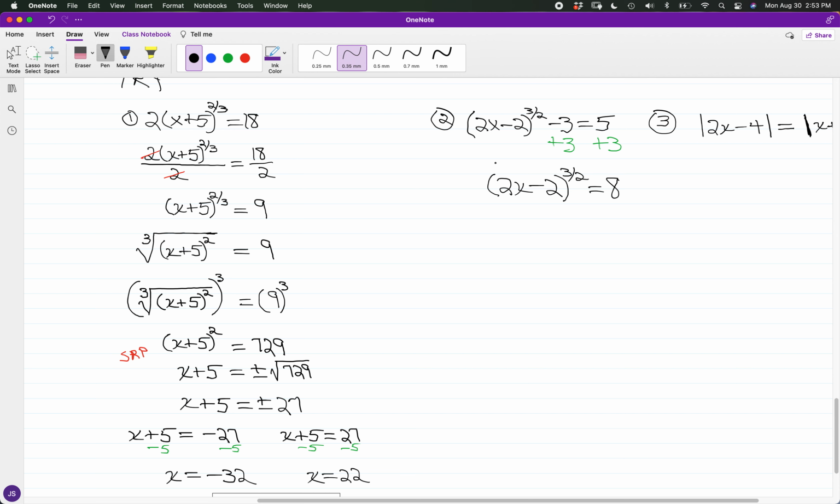All right. Notice, we have 3 halves and 2/3 are reciprocals of each other. Now I have the exponential expression by itself set equal to a constant. And if I translate this term to its radical equivalent, the type of radical is indicated by the denominator, 2. So we're going to have a square root. This time this will be the square root of 2x minus 2 raised to the 3rd power.